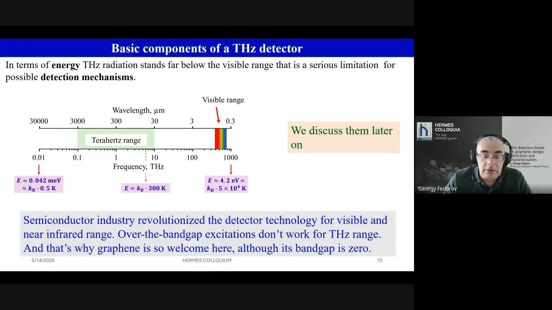One thing I want to say right now is that the semiconductor industry is important for visible range photodetectors, for near-infrared photodetectors. And it doesn't work for terahertz, mostly because of temperature, a little bit because of lack of appropriate materials. And that explains the first thing that people tend to ask. Graphene has no band gap. Why do you want to use it in detecting radiation? The gap doesn't help to detect terahertz. That's the basic message here.